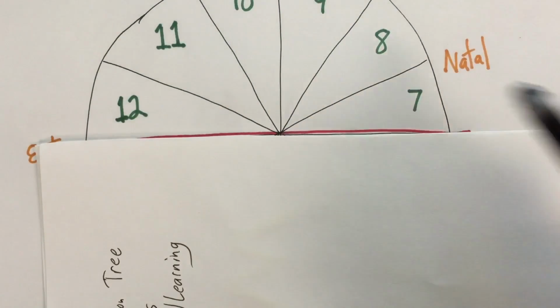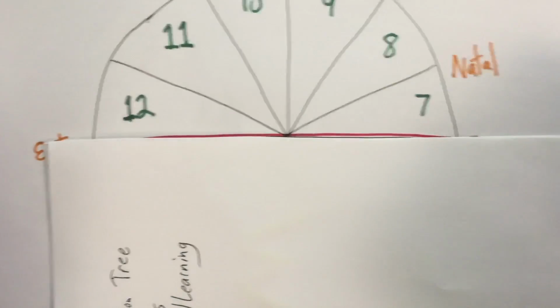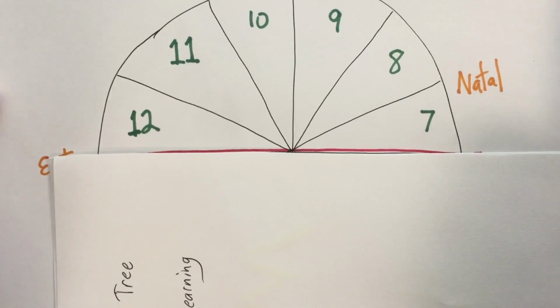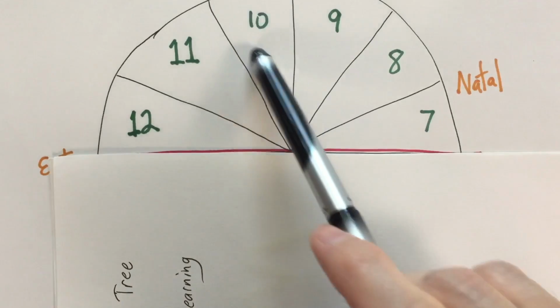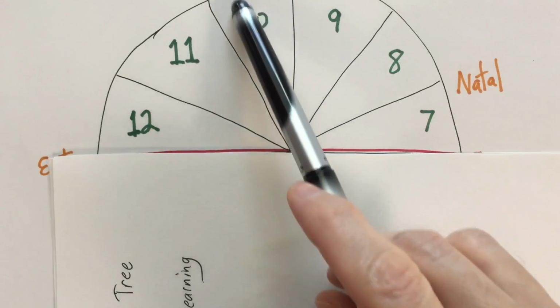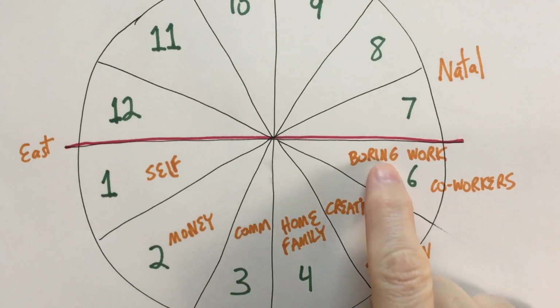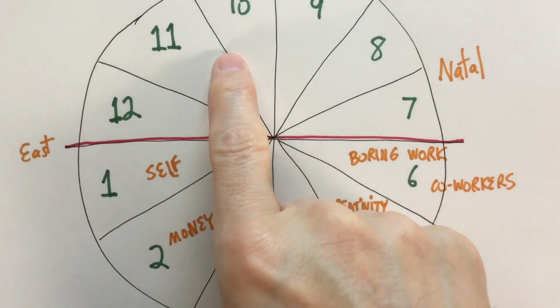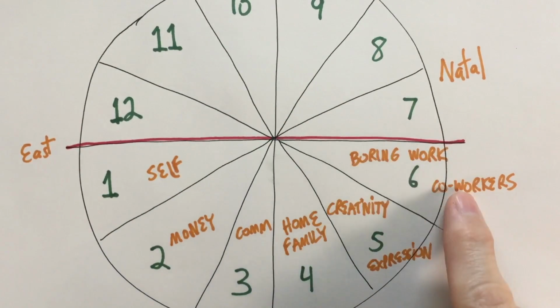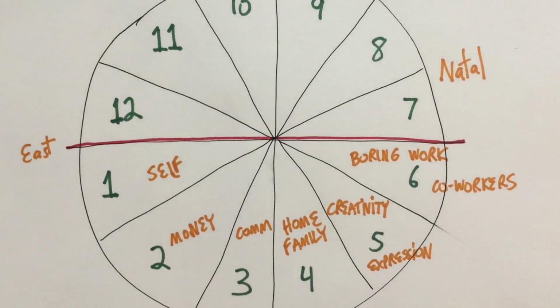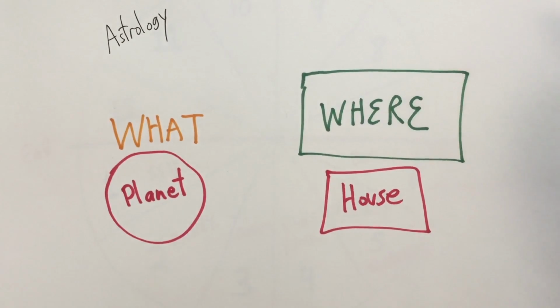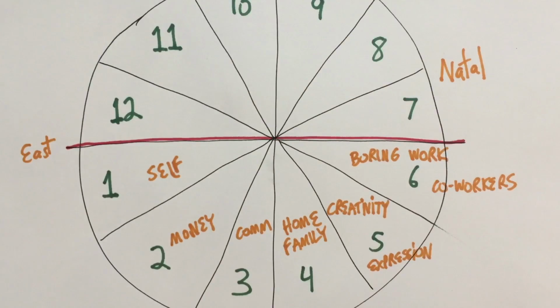And when we do, part of our explosion into the public, part of our explosion into other people, is going to be the career, which is going to be hanging out over here in the 10th house, right? So maybe boring work is sort of day-to-day work. It's not career, right? It's just day-to-day work. And also your coworkers. So what happens when we drop a planet into the day-to-day work house?